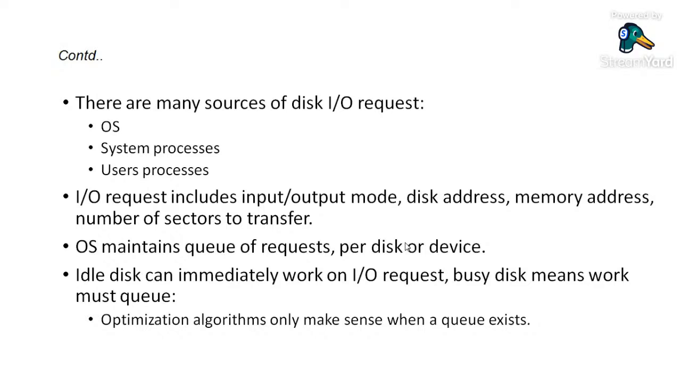input output request. The OS maintains the queue of requests per disk or device. It is the responsibility of the operating system to maintain the requests per disk, per device. Idle disks can immediately work on an input output request. Busy disks mean work must be in a queue. So if you see the last point, the optimization algorithm only makes sense when the queue exists.